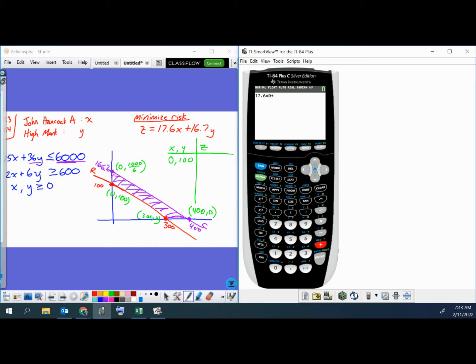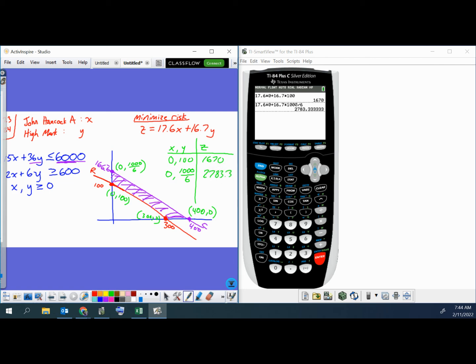I'm just kind of setting it up so I can reuse the same line of text in the calculator and just change things. So that's why I'm bothering to put the 17.6 times 0. And that just gives me 1670 is the risk there. And we've got 0 and then 1,000 over 6, right? And so if we hit second enter, we can change that 100 to a 1,000 over 6. And so that's going to be 2783.33.